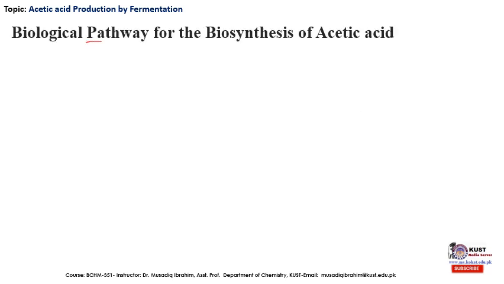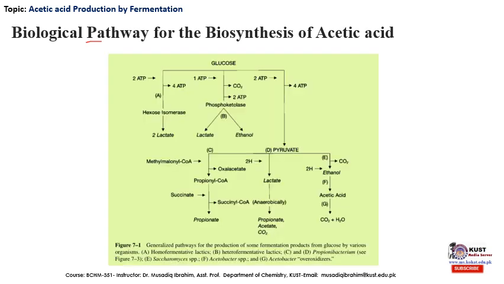Now the biological pathway for the biosynthesis of acetic acid. In this flow sheet diagram you can see that at the start you have glucose as the starting material, and it is being converted into lactate, ethanol and pyruvate through different pathways. Here we are more interested in the acetic acid, so we will focus on this pathway, because the rest of the pathways give you propionate, acetate, carbon dioxide.